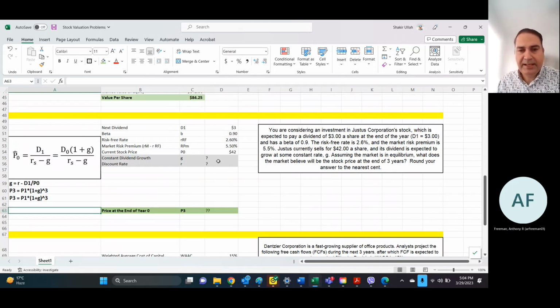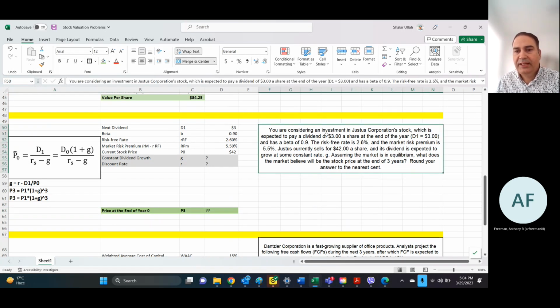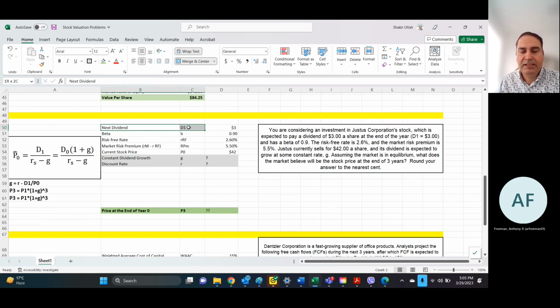So let's break it down and see what the problem is and how we can tackle the issue. You're considering an investment in Justice Corporation stock, which is expected to pay a dividend of $3 a share at the end of the year. That means this is the next dividend. If you buy it right now, you will be receiving that dividend. So that is our D1, the next dividend, and it is equal to $3. We note that down, no big deal.